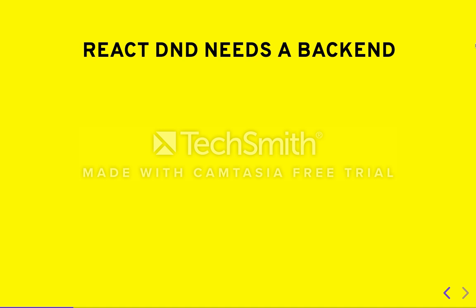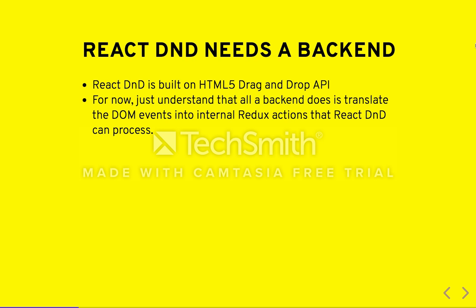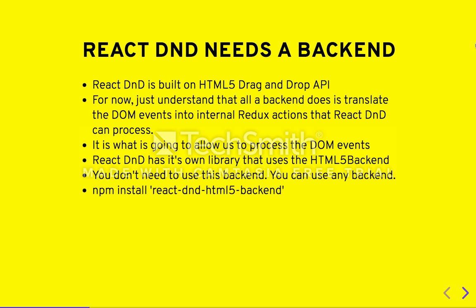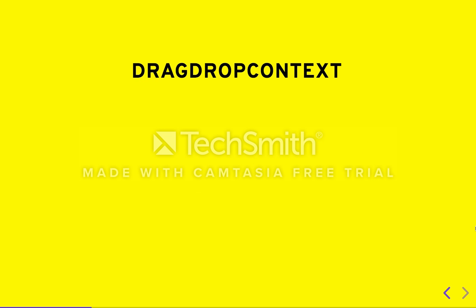So, React DND first needs a backend. Now, what is a backend? React DND is built on top of the HTML5 drag and drop API. For now, all you need to understand is that all the backend does is translate the native DOM events into internal Redux actions that React DND can process. It's basically what is going to allow us to process every DOM event. React DND has its own library that uses the HTML5 backend, and to install it, we're going to write npm install react-dnd-html5-backend in our terminal.